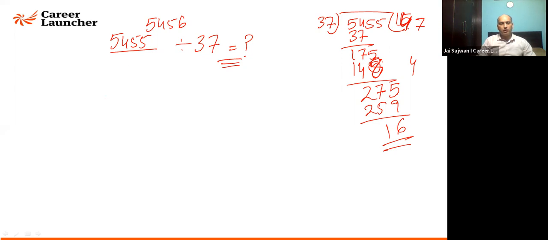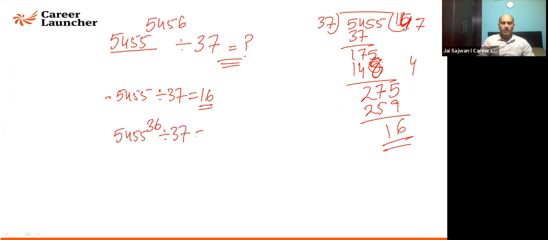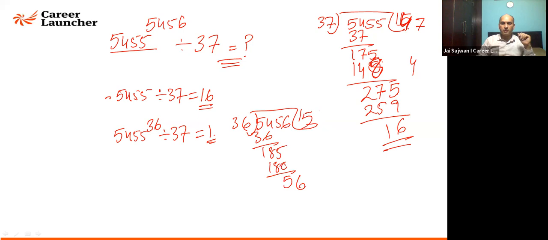So what should I do? I'll say 5455 when divided by 37, remainder is 16. I believe it is clear to all of you. Now, I'll say 5455 to the power of 36 when divided by 37, the remainder does not come out to be any other number other than 1. So I'll say remainder is 1. I'll take the power 5456 and divide it by 36. 36 ones are 36. 185s are 180. 56, 36 ones are 36. Remainder comes out to be 20.